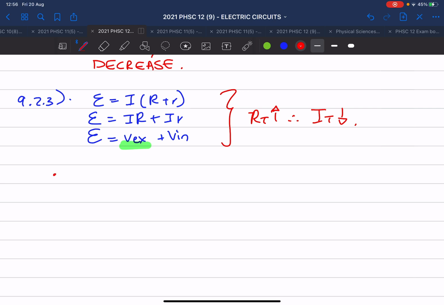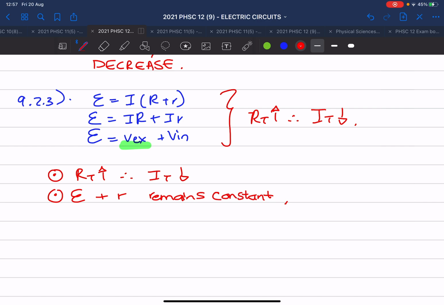Just for completion's sake, let's repeat that. The total resistance increased. That means the total current decreased. What remains the same? The EMF and the internal resistance remain constant. Those two things did not change. You didn't add another battery, or remove a battery.